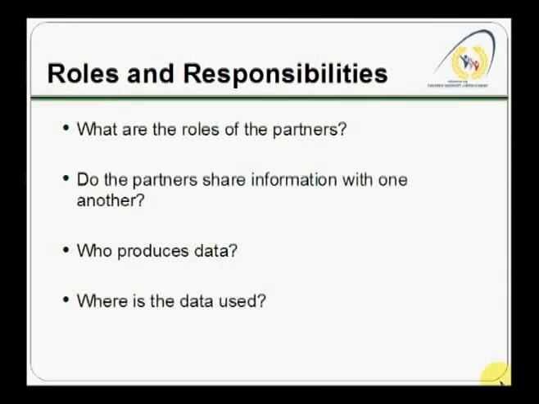One of the first things that you would do is to determine the roles and responsibilities of these different members once you have gathered them. You need to ask the question, what will be the roles of the different partners in the monitoring and evaluation? Would some of them collect data? Would some of them do interviews? Would some of them be responsible for analysis, for example? And how do your partners share information with one another?